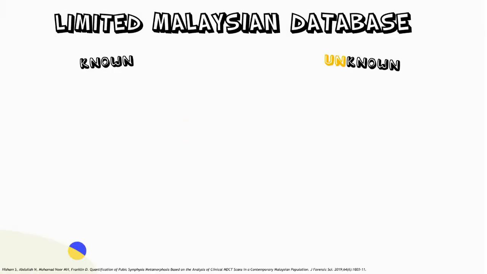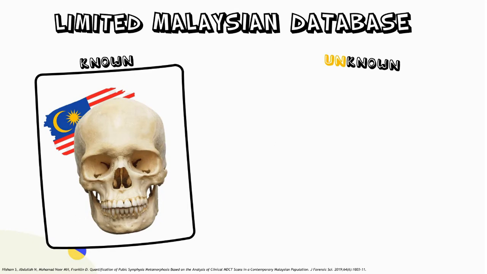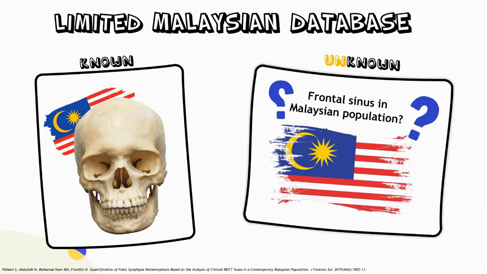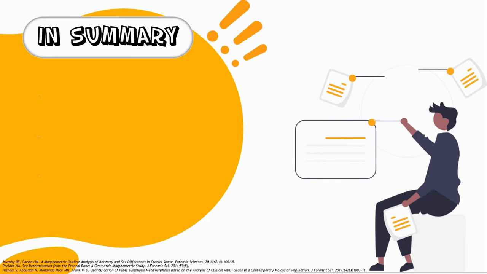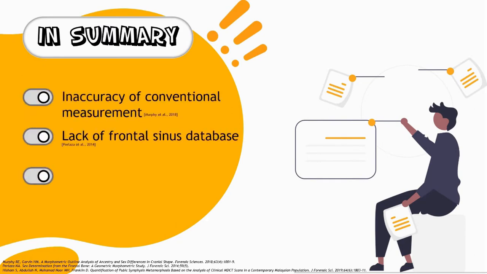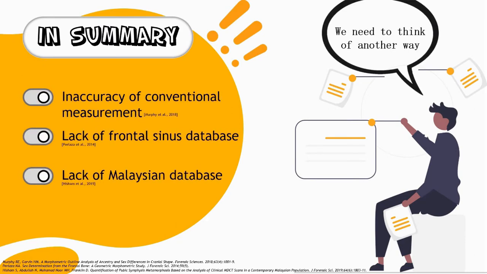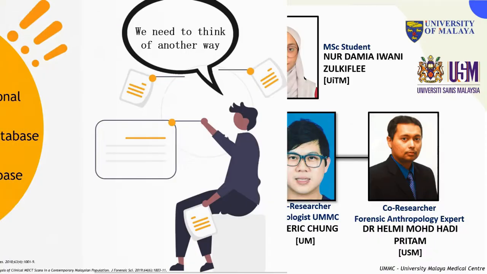Third, limited Malaysian database. Unlike skull bone, the usage of frontal sinus for developing biological profiles in Malaysia is not available. And the study of frontal sinus morphology among Malaysians is not yet present so far. So in summary, the inaccuracy of conventional linear measurement, lack of frontal sinus databases, and limited Malaysian database make it difficult for investigators to build an accurate biological profile for Malaysians. This is where we come in.